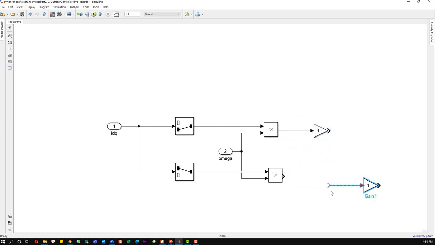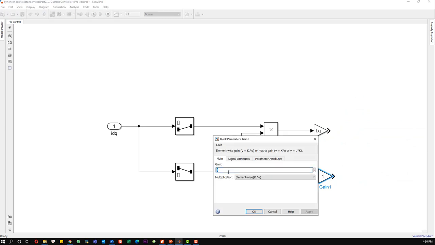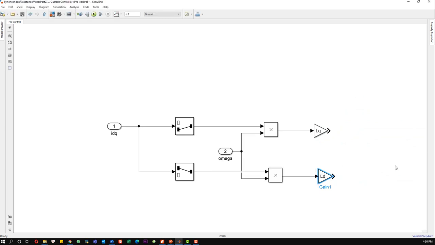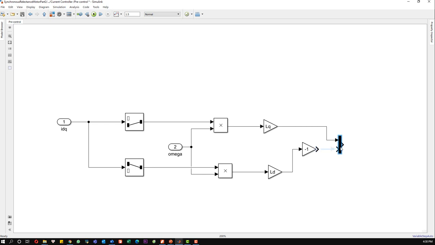We have two pins here. First one is the LD and the second one is the LQ. And we have the mux here. At the output, we have the voltage output.